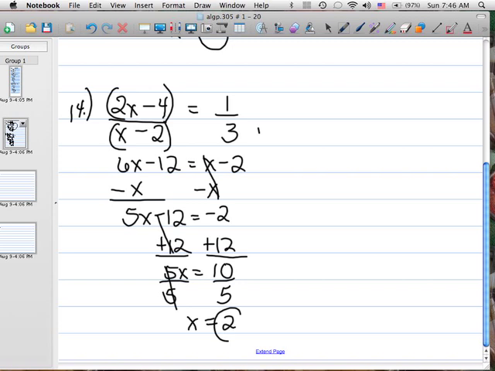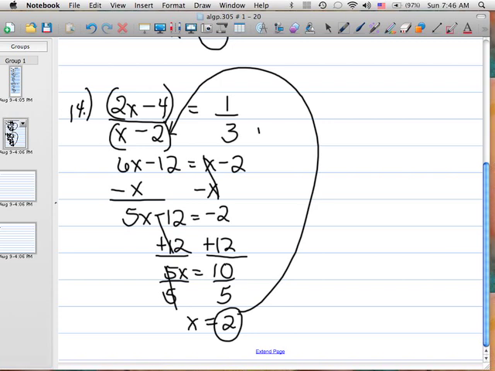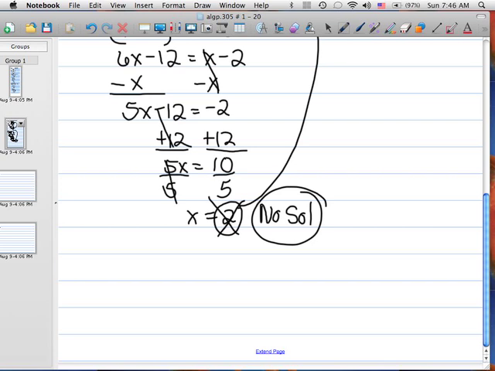Now check and see if 2 makes a 0. If I plug it in here, and that's the only place I'm worried about, 2 minus 2 is 0. I can't use it, so no solution. I can't divide by 0.